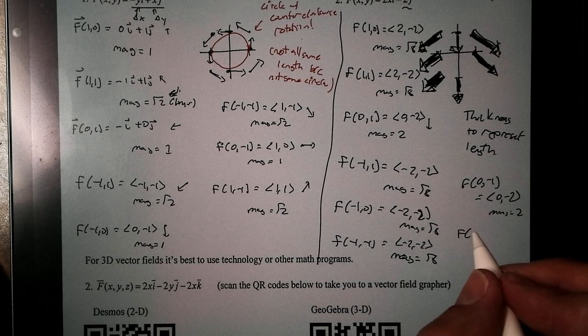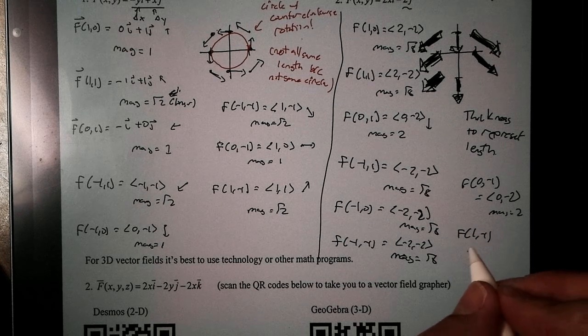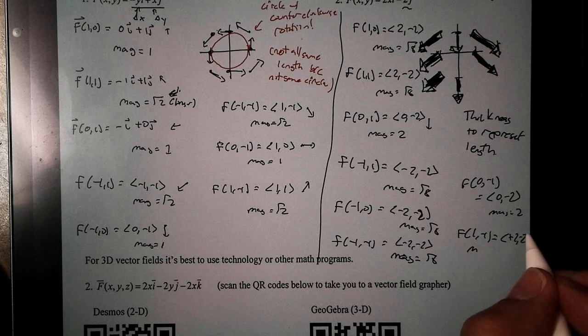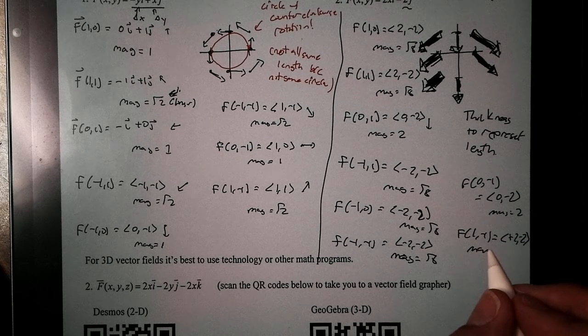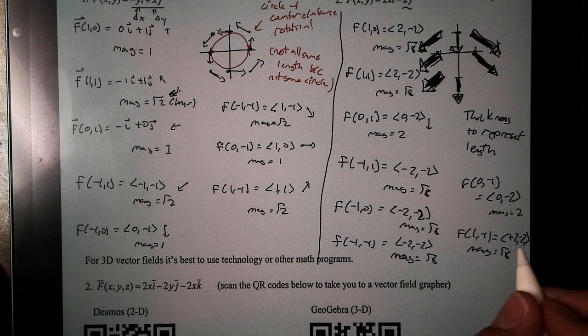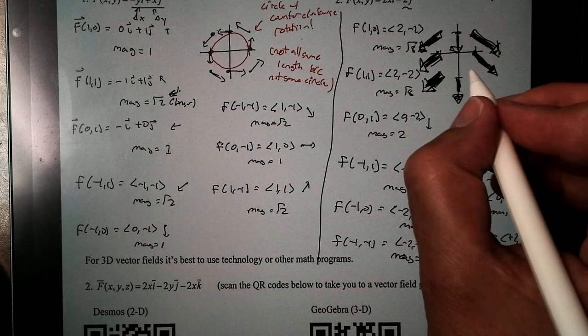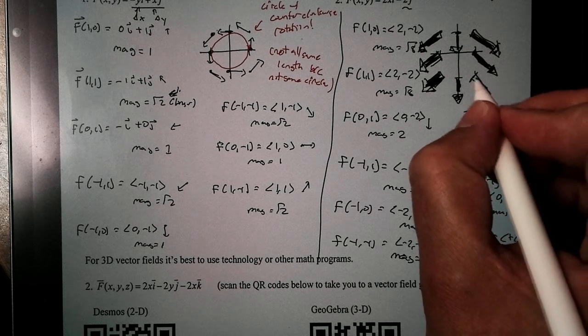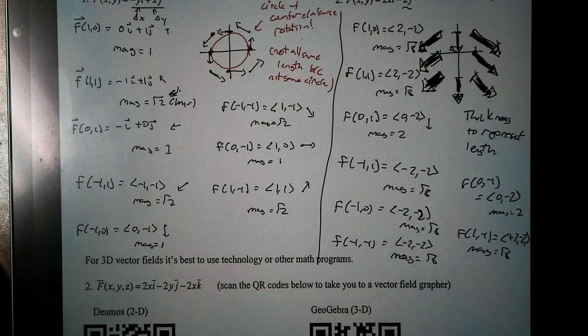Let's do the last one. (1, -1), and that's going to give us positive 2, negative 2. Our magnitude is root 8, and again, we're just going right and down, so it's going to look like the following right there. And there we go. All right. And there's how we graph it.